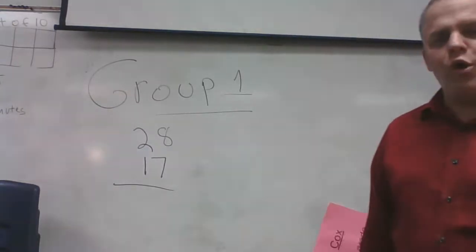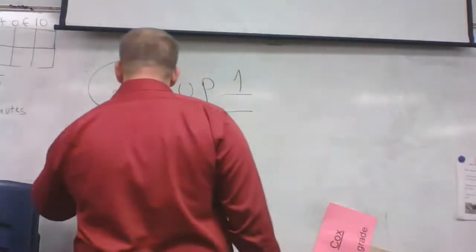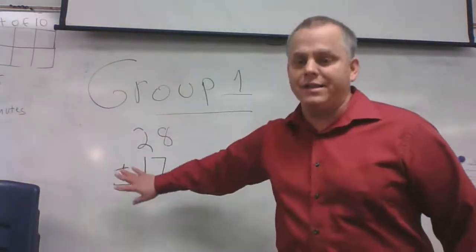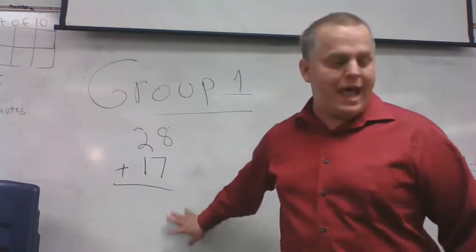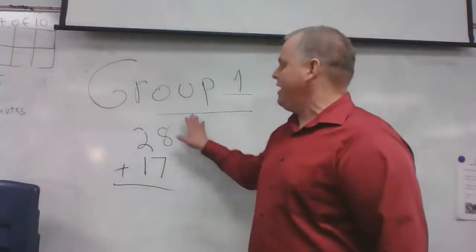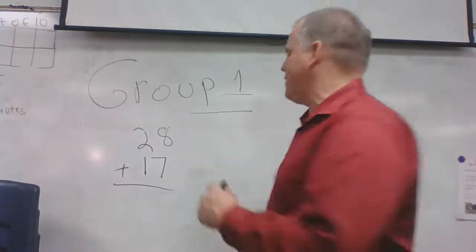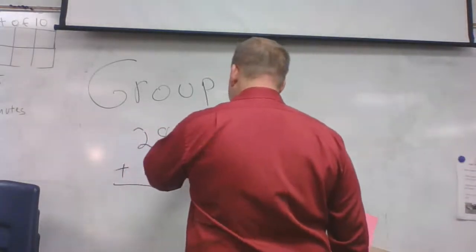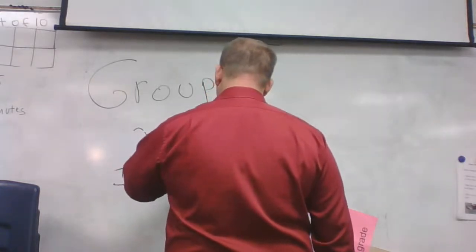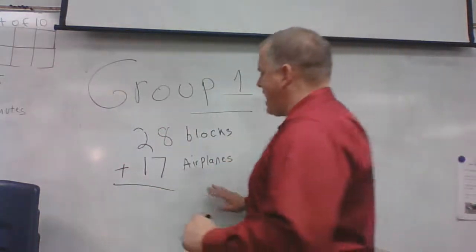Remember, we're looking for the total amount of what they did. So we're not going to times. You need to add the total number. Remember, we're just looking for the total number that they made. So not multiply it, it's add. The reason I know that is because I'm looking for the total number of toys that they made. 28 of them were blocks and 17 were airplanes. These are the type of toys they made. So I'm going to add them together.